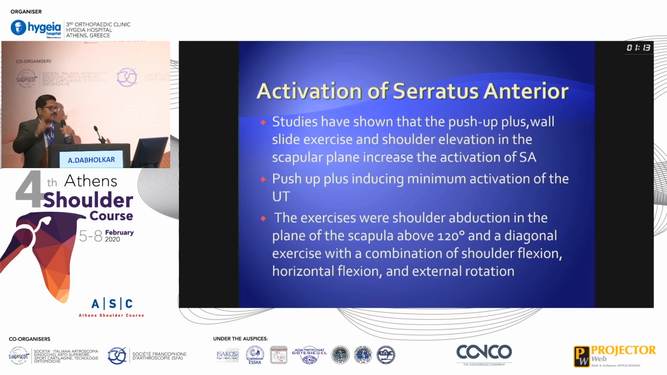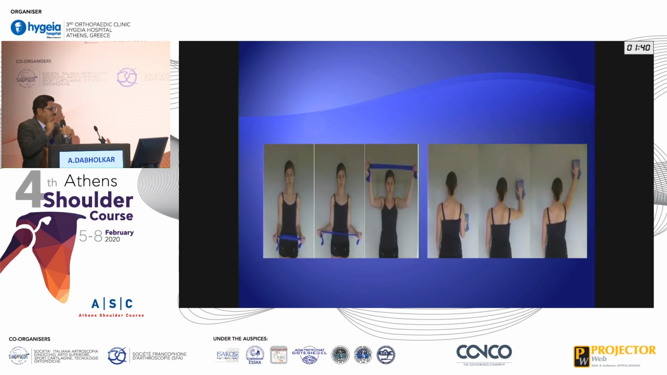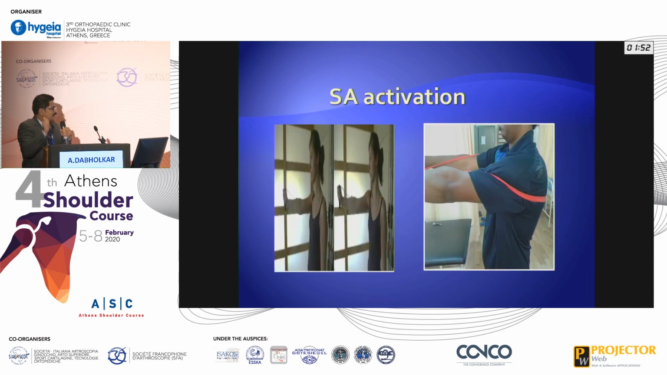We need to activate it by push-up plus exercise and serratus anterior dynamic hugging actions, and these are EMG-based exercises for working on the serratus anterior. Rotator cuff activation needs to be done because it has been found that reduced activation reduces the subacromial space and affects the activation of the lower trap, the serratus anterior, and the middle trap. And these are the activations at different angles of the rotator cuff, along with activation of the scapular muscles during the wall exercises. These are the exercises for serratus anterior activation.